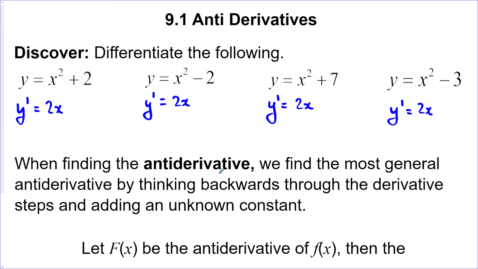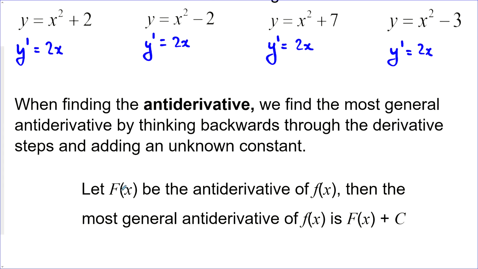So when we're doing antiderivatives, that means that we're given the derivative and we want to go backwards a step to the original equation. We can think backwards through our derivative rules that we've learned, and then we need to add an unknown constant. Because we don't know what constant was there, that information has been lost through taking the derivative. So we will do what the textbook does. We'll call f of x, capital F of x, to be the antiderivative of small f of x. Then the most general antiderivative of f of x is capital F of x plus c.